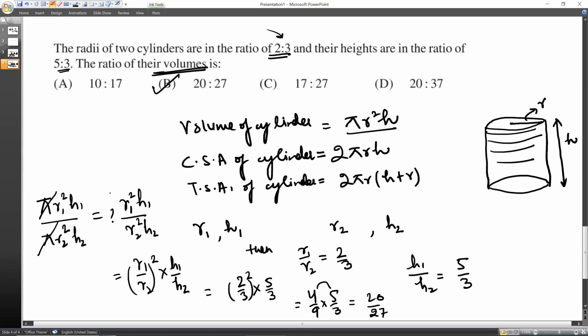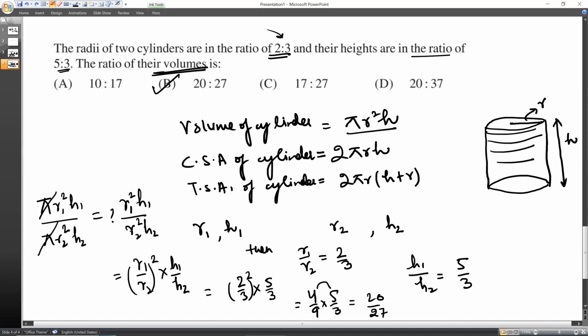Rima, you got this one? Let me explain: this is the volume of the first cylinder, and this is the volume of the second cylinder. We just write the formula. Now this pi and pi will get cancelled out. Why? Because we need to find the ratio, so we write it in fraction form: volume of the first cylinder upon volume of the second cylinder. So this pi will cancel out, and we will have R1 square into H1 upon R2 square into H2.